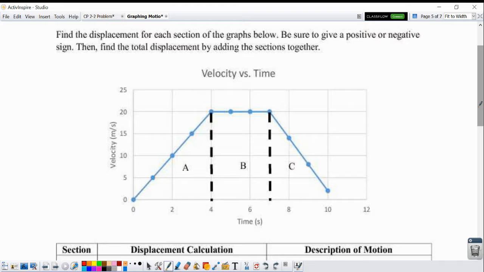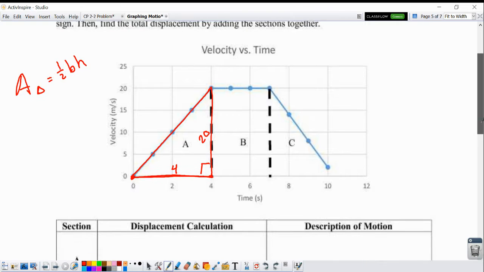Okay, so for section A, I'm looking at section A here, I notice that it is a triangle. So I'm going to use my area of a triangle formula. Area for a triangle is 1/2 the base times the height. The base here starts at 0, goes to 4. So I have a base of 4, and the height starts at 0, goes up to 20. So the height is 20.